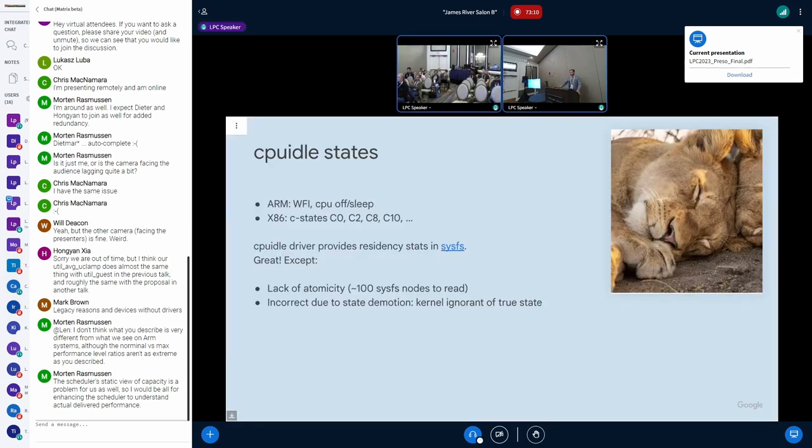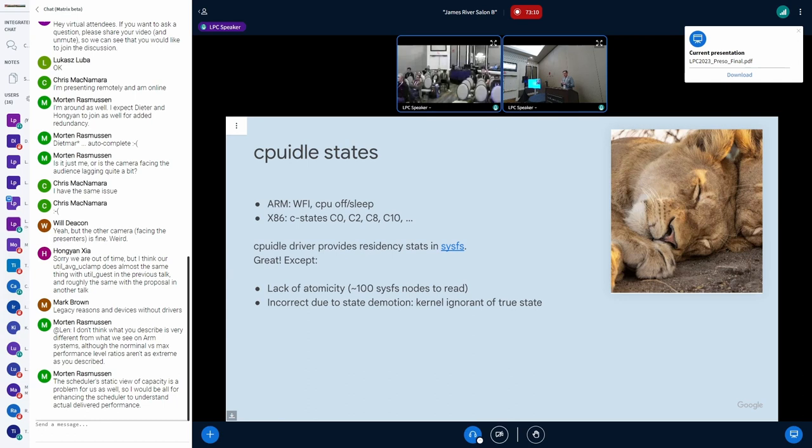So let's start talking about CPU idle states. On ARM, that's relatively straightforward. It's wait for interrupt: the CPU is off, the CPU is on, or it's asleep. It's nice and binary. On x86, we have these famous C states: C0, it's alive, C2, C8, C10. We have all these different states, right?